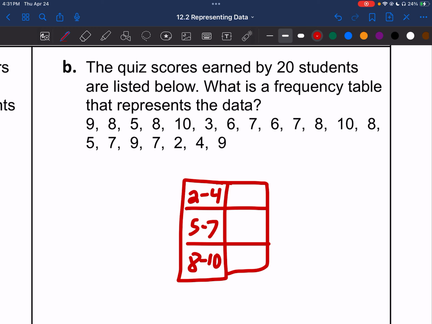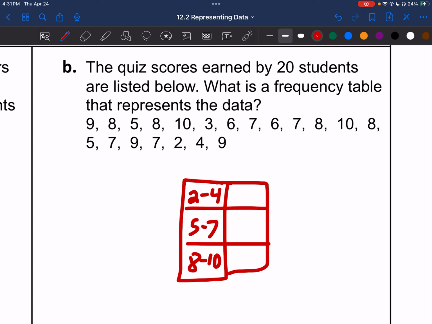Now, if you had done your groupings a little bit differently, that's okay. There is no one absolutely correct answer for this. The thing that you want to pay attention to is you need to make sure that all of your data gets represented, and your intervals should be evenly spaced. So whether you do groups of 3, groups of 4, groups of 5, whatever it may be, make it make sense with the data and make sure they're evenly spaced.